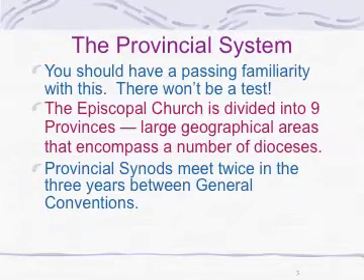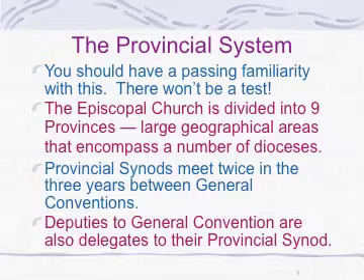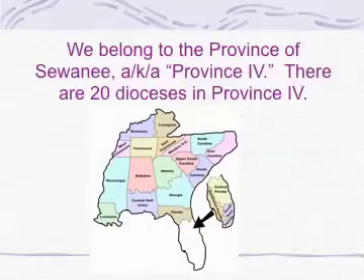Provincial synods meet twice in the 3 years between general conventions. And deputies to general convention are also delegates to their provincial synod. Now, we belong to the province of Sewanee, which is usually known as Province 4. There are 20 dioceses in Province 4, and as you can see, they comprise the southeastern United States.